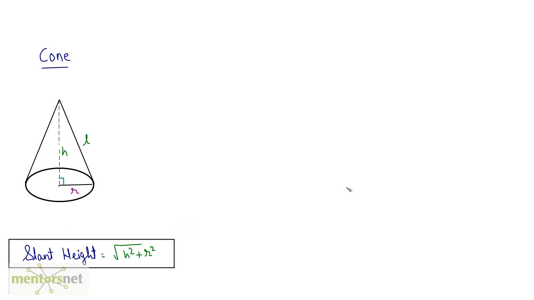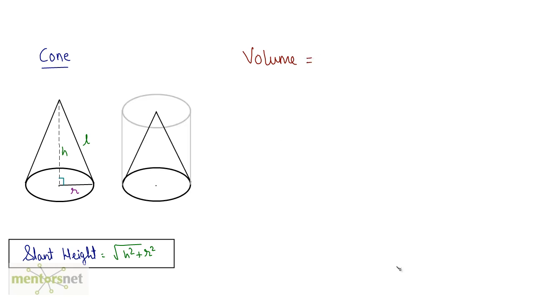So now let us look at some more formulas. We have volume. What will be the volume of a cone? Well, if you consider a cylinder with the same base as the cone and the same height, then the volume of the cone will be 1/3 of that cylinder, right? A cone is actually 1/3 of a cylinder.